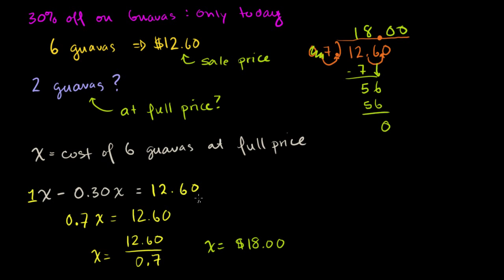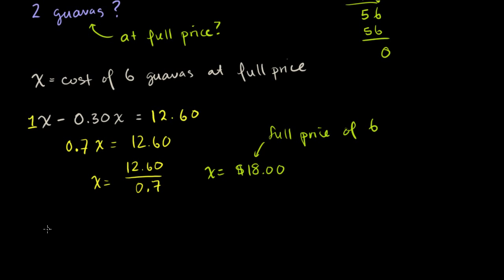Remember what x was. X was the full price of 6 guavas. Did I say avocados? X is the full price of 6 guavas. Now, the question is, how much will 2 guavas cost me at full price? Well, this is the full price of 6, so you could immediately figure out the full price of 1 guava. You divide 18 by 6. So 18 divided by 6 is $3. That's $3 per guava at full price.